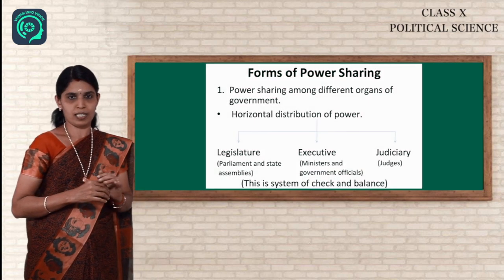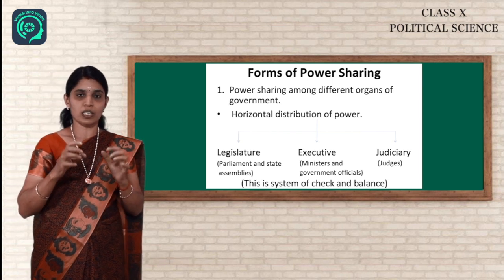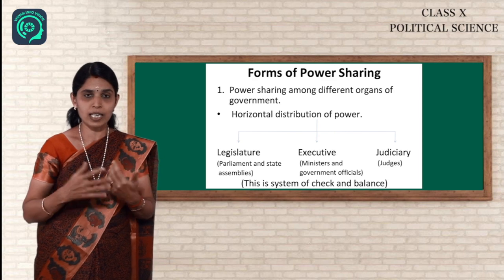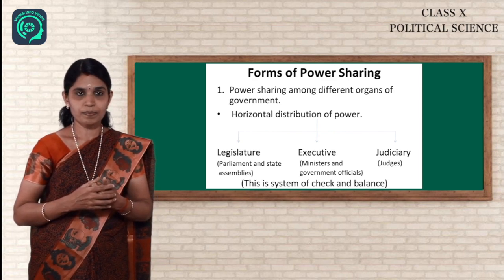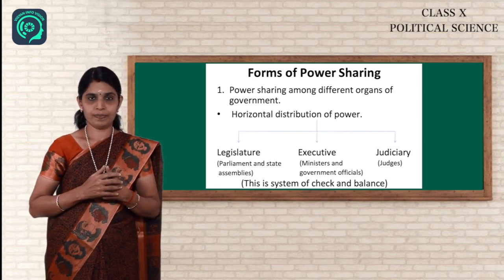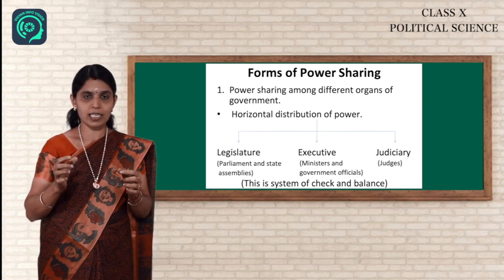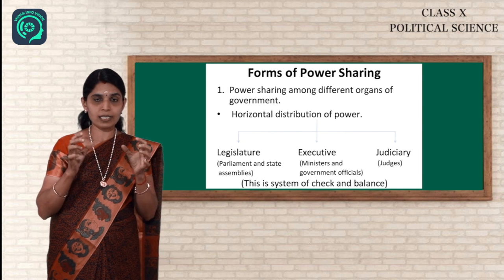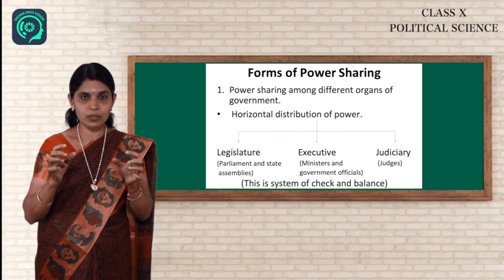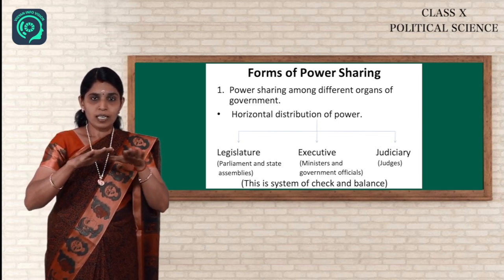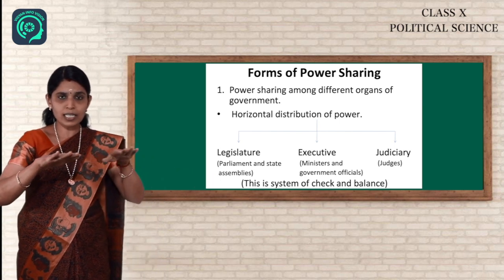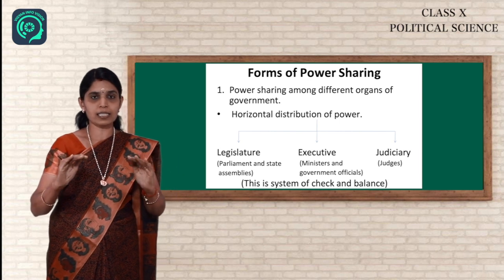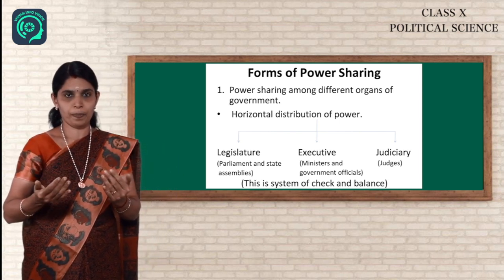First method of power sharing is among different organs of the government. Do you know which are the 3 organs of the government? Yes, it is correct. Legislature, executive and judiciary. Here you can see that these 3 organs are placed at the same level to exercise different powers.